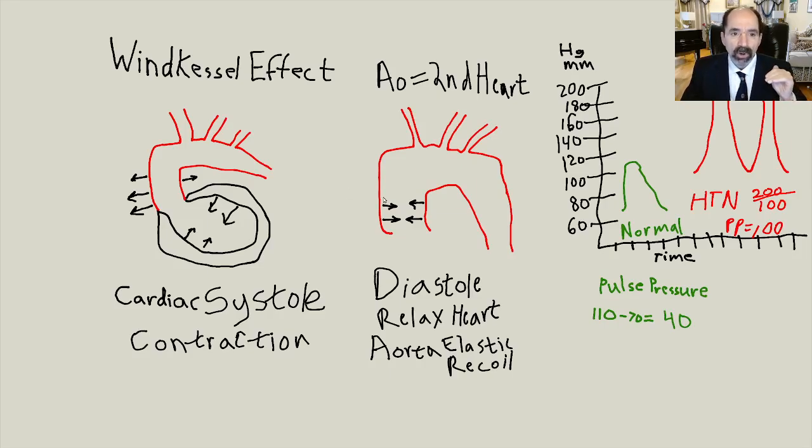Okay, so the Wynn-Kessel effect is progressively lost, and once it's lost, they can't maintain diastolic flow, so they have to increase systolic flow, the cardiac contraction phase.